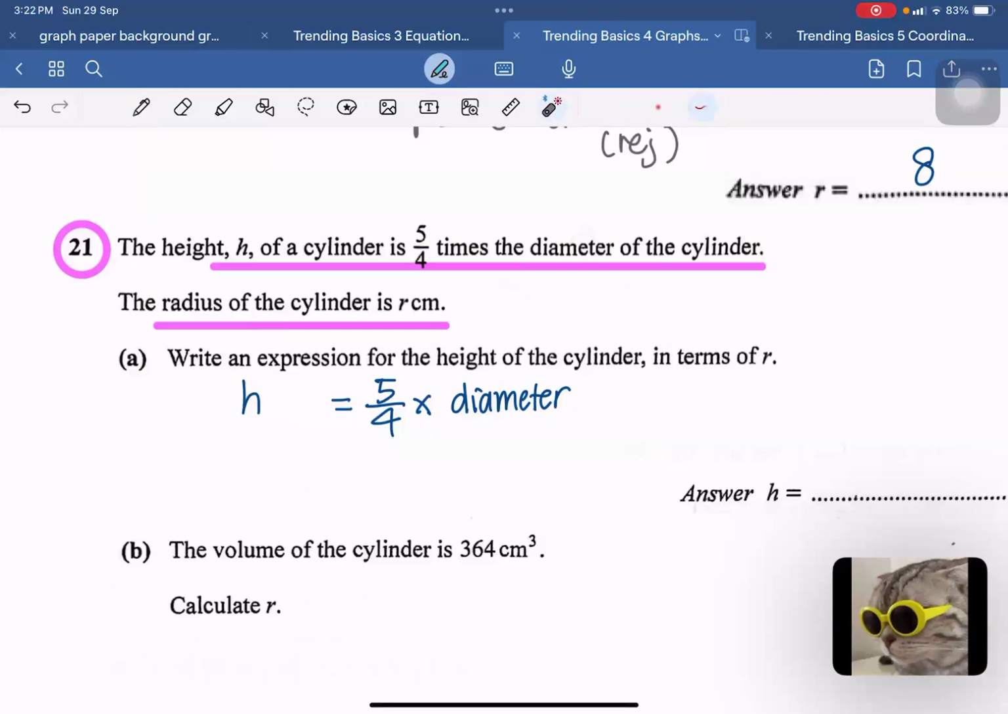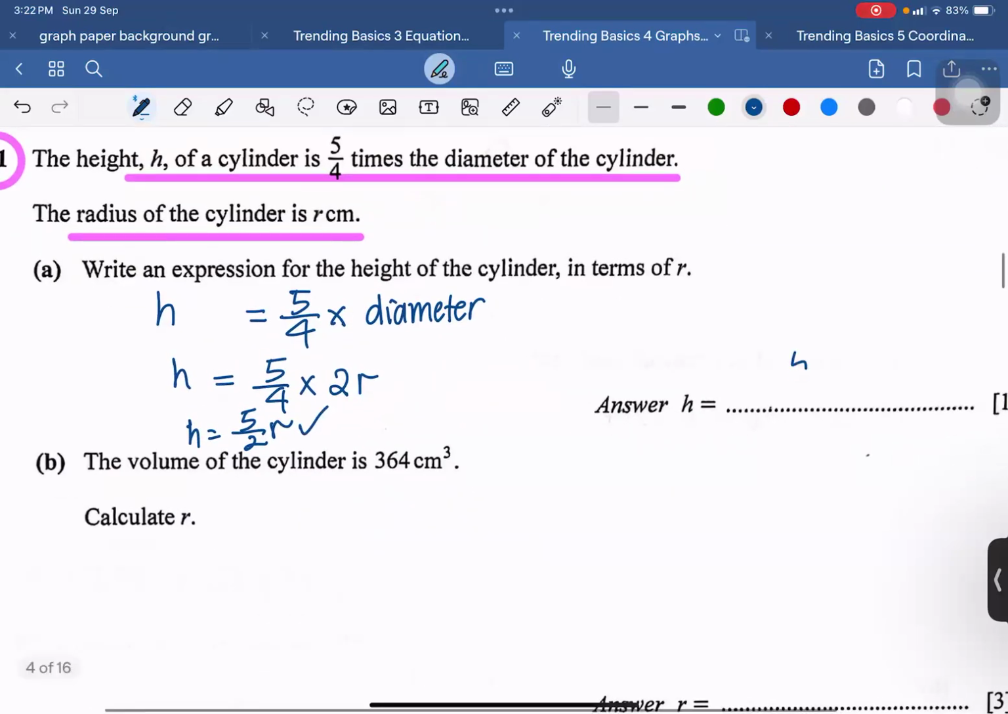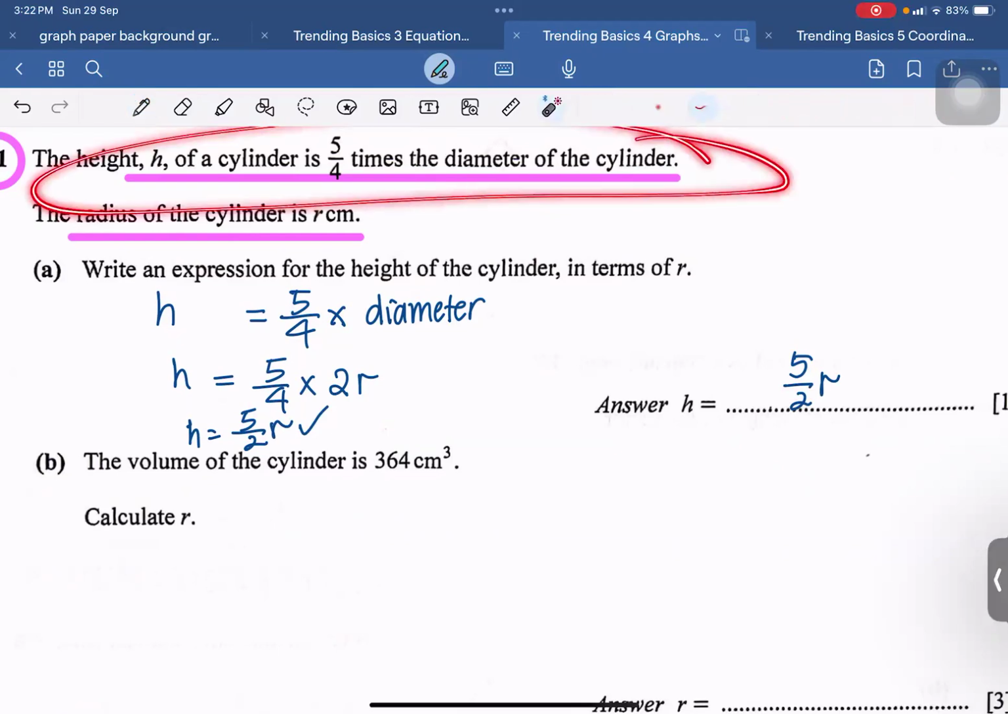Next part, they give you radius is r cm. Now I replace 5/4. Diameter is 2 radius. Then now I simplify. H equals to 5/2 r. Write an expression for the height in terms of r. There, answer 5/2 r. Okay, so follow. Usually the statement they give you, you follow that statement, shouldn't go very wrong.